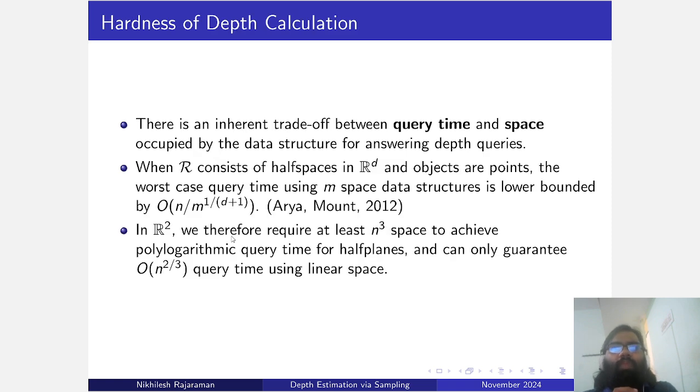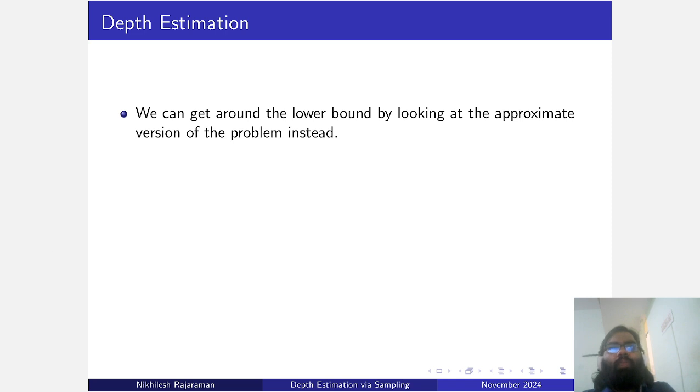Now the natural question to ask is, can we somehow get around this? A classic technique that we often use to get around these kinds of hardness bounds in computer science is to relax the problem a bit. We're essentially looking at something that's a bit too hard. So instead of finding the exact depth of a query range, what if we allow for some leeway and say that it's good enough just to find an approximate depth instead? In this case, can we do better? This approximate version of the range calculation problem is what we'll call the depth estimation problem.